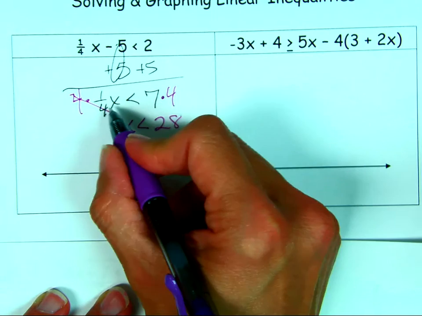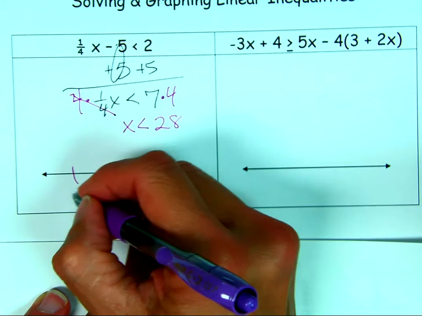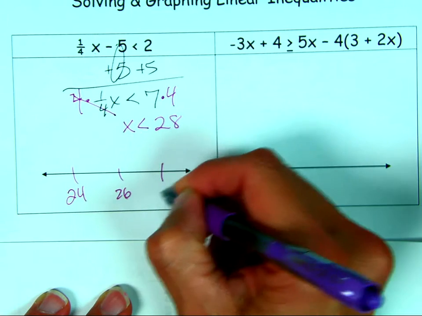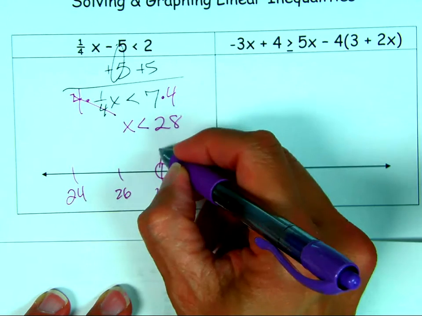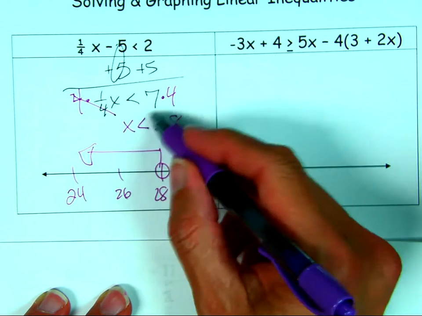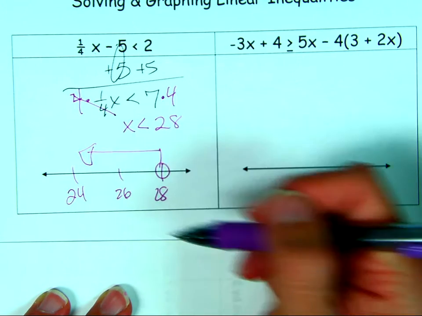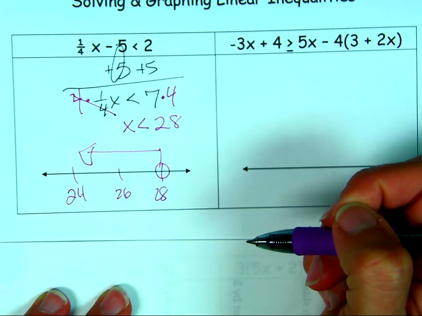I didn't multiply by a negative, so I don't have to switch the less than sign. Here we go. We've got 24, 26, 28. Open circle because that was a less than, and going to the left because it says x is less than 28. So we have to graph all the numbers that are less than 28. And instead of going on forever and ever, we just draw the arrow to show that the solution goes on forever.